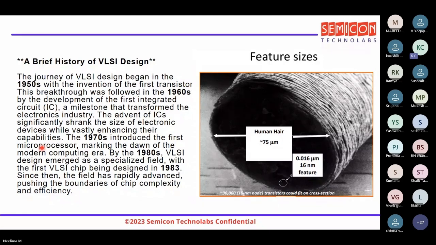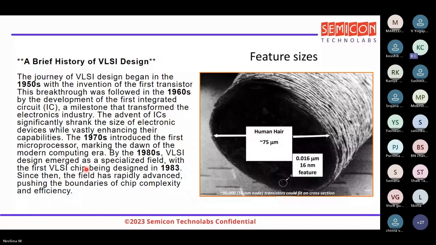By the 1980s, VLSI design emerged as a specialized field, with the first VLSI chip being designed in 1983. Since then, the field has rapidly advanced, pushing the boundaries of chip complexity and efficiency.